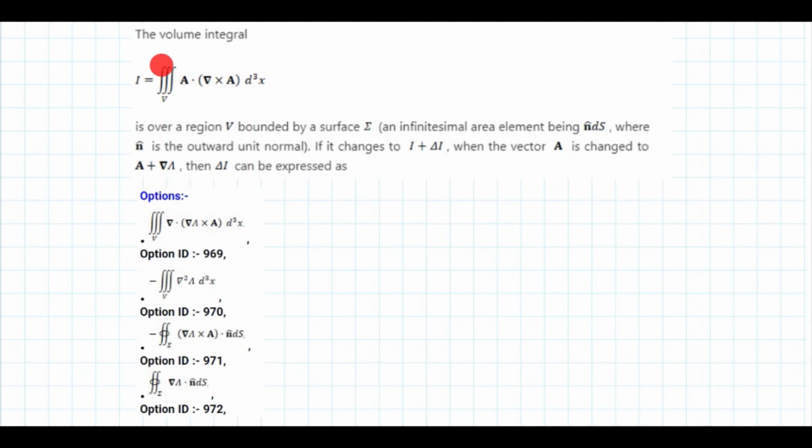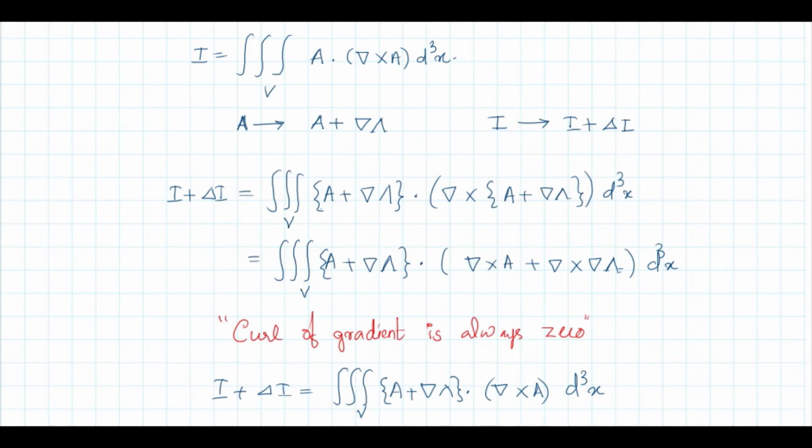One integral is given. In that, the vector field A changes as per this equation. What will be the change produced in the integral? That is the question.